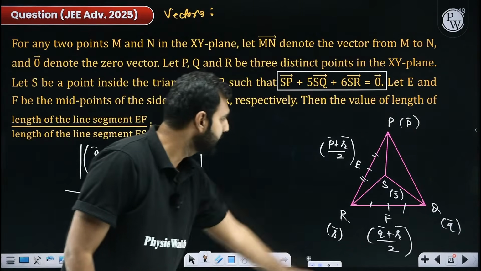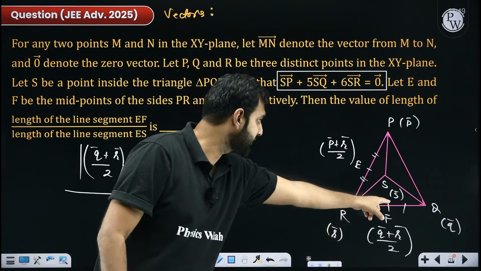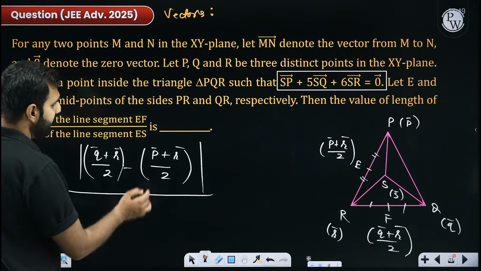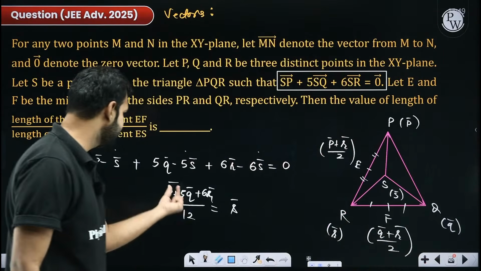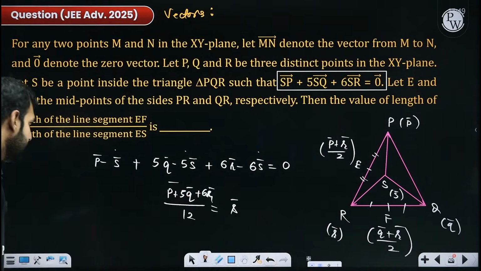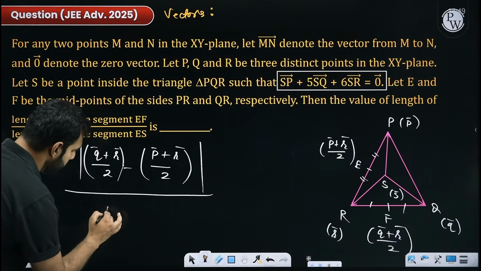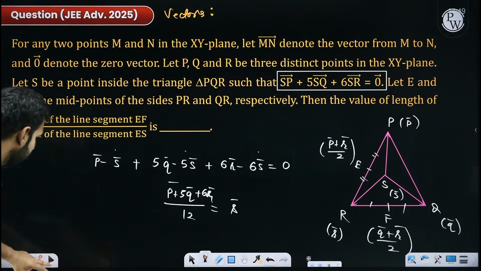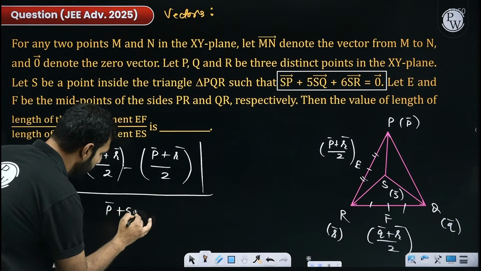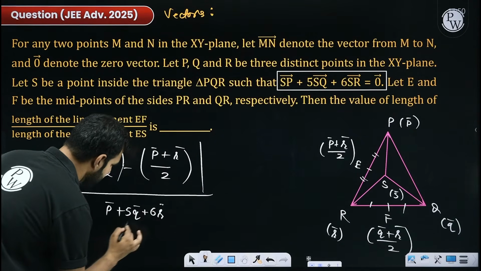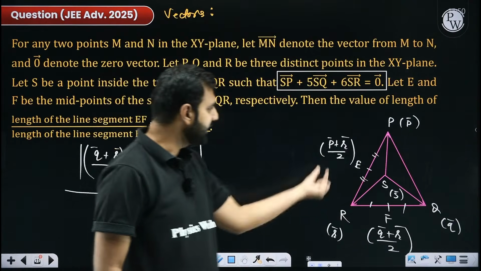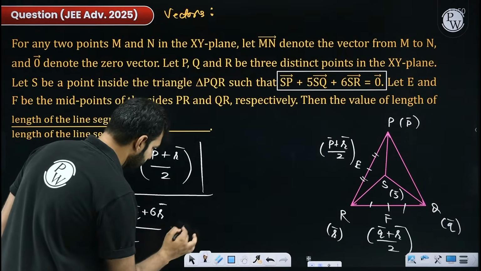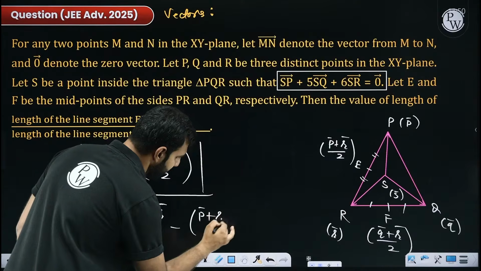Now, let's talk about ES. What is ES? ES means what? Position vector of S minus position vector of E. So that will be S minus E. So what is S? S is P plus 5Q plus 6R divided by 12. That is S minus E. What is E? E is P plus R by 2.